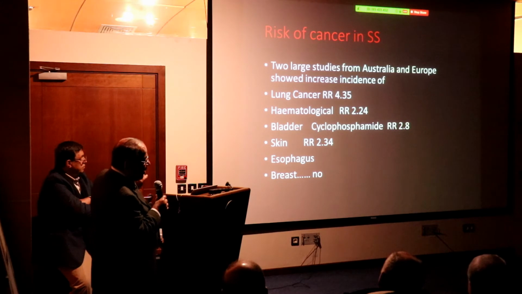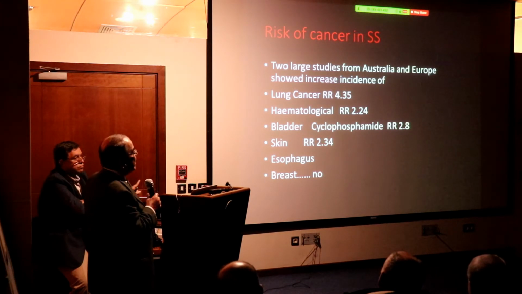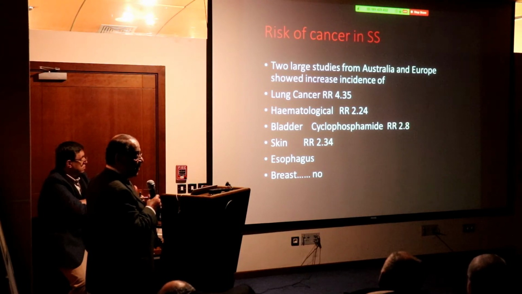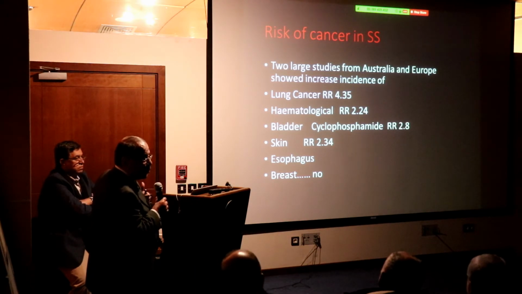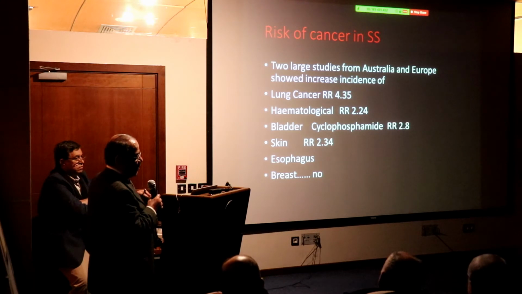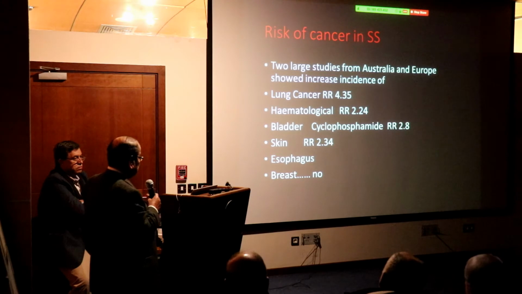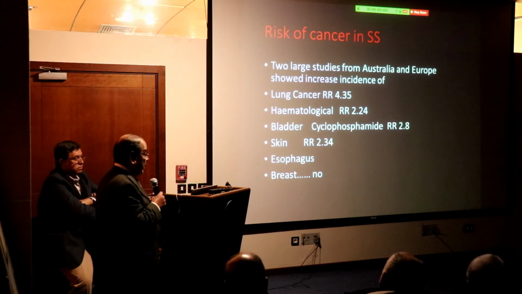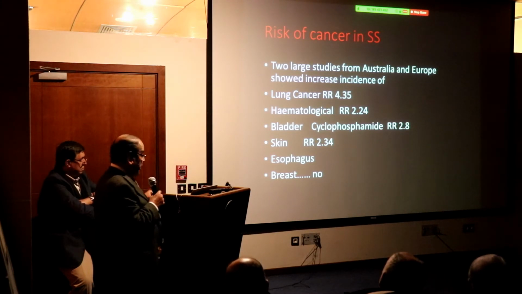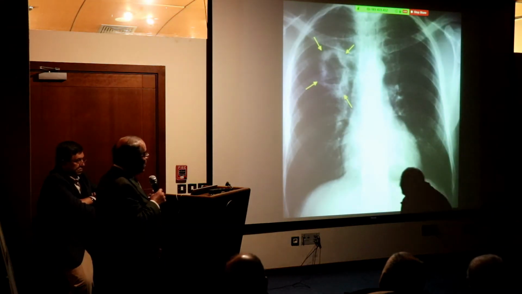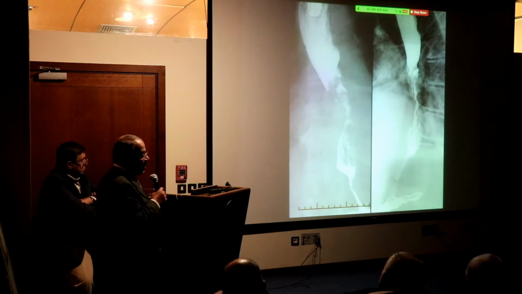There is some high risk of malignancy in these patients. 2 large studies from Australia and Europe showed increased risk of lung cancer, hematological malignancies, bladder cancer, usually because of cyclophosphamide. Cyclophosphamide causes hemorrhagic cystitis and may cause bladder cancer, skin cancer, and esophageal malignancy. Breast cancer, there is no increase in the risk. This is cancer lung, and this is esophageal carcinoma.